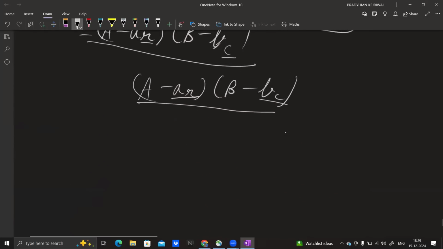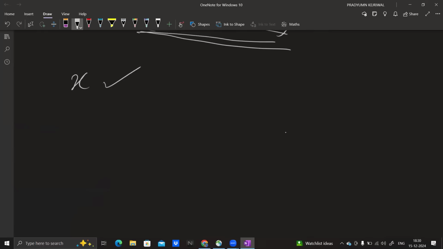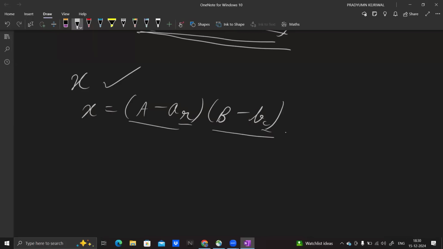So yeah, that's what we have reached up to. Now, the queries. In the queries, we have been given x, and we have to figure out whether we can choose such R and C such that x is equal to A minus AR into B minus BC. Do you agree that the problem boils down to this? We have to find such R and C such that A minus AR into B minus BC is equal to x, right?